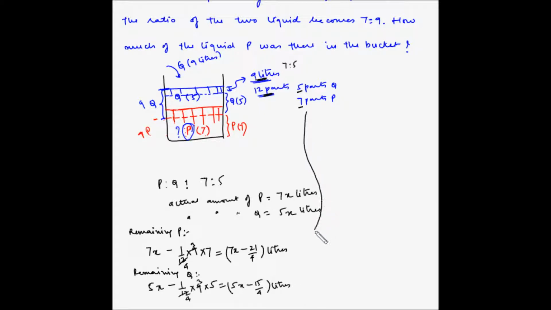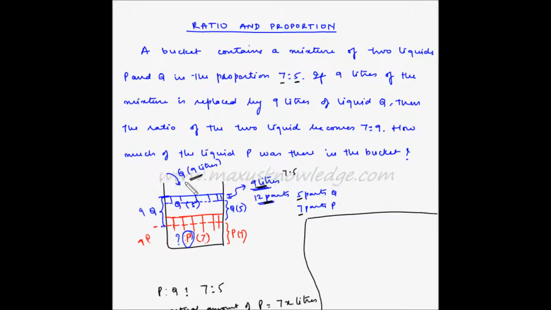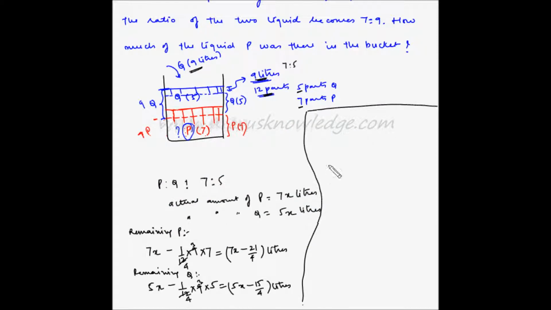Okay, so till now we have taken out 9 liters of the mixture, and we know that when we take out 9 liters of the mixture, how much of P in terms of liters is remaining in the bucket and how much of Q in terms of liters is remaining in the bucket. Next what we do is we add 9 liters of Q into this bucket. So now the amount of Q in the bucket becomes 5x minus 15 divided by 4 plus 9, and P remains the same, which is 7x minus 21 by 4.